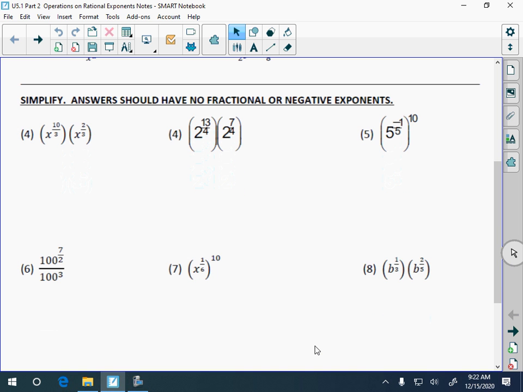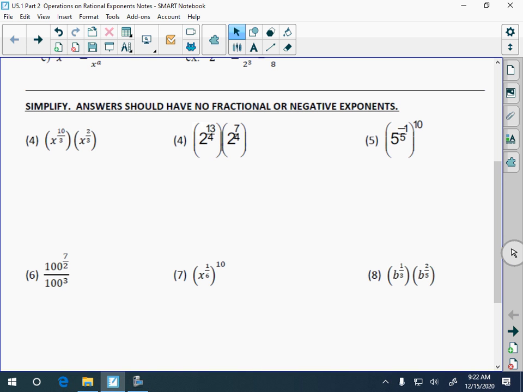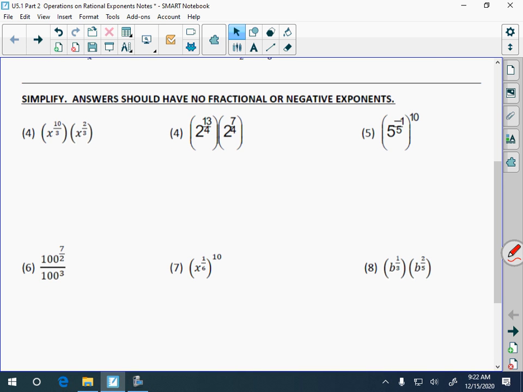So number 4, we're multiplying. So it's x to the 10 thirds times x to the 2/3. Okay, so you got to think that's a multiplication problem. So this multiplication problem is just like above. Well, what does it say when we're multiplying? We keep the base, but we add the exponents. So it's 10 thirds plus 2/3.